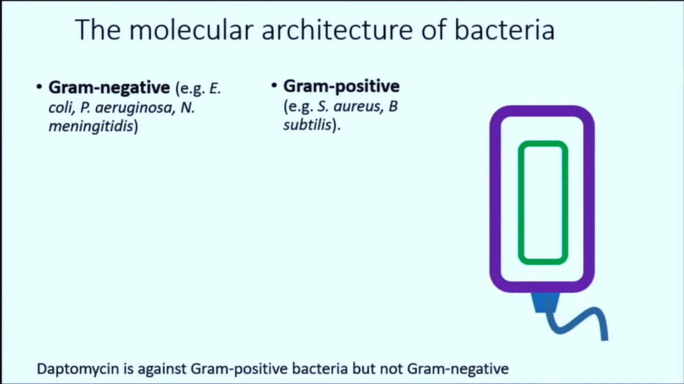In contrast, gram-positive bacteria have a much thicker cell wall, but only one cell membrane. They don't have this outer cell membrane, they just have the cytoplasmic membrane, surrounded by a much thicker cell wall. And it turns out that these differences are pretty important. For example, we know that daptomycin is active against gram-positive bacteria, but not against gram-negative. It's thought that that's because of the way it permeates through the cell wall. So these differences become important.